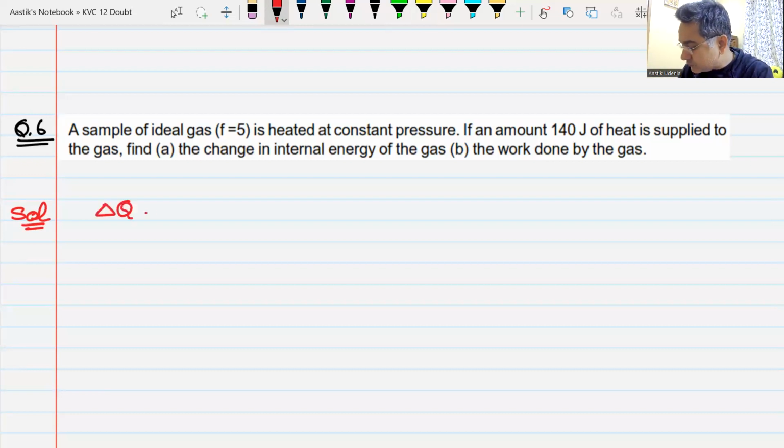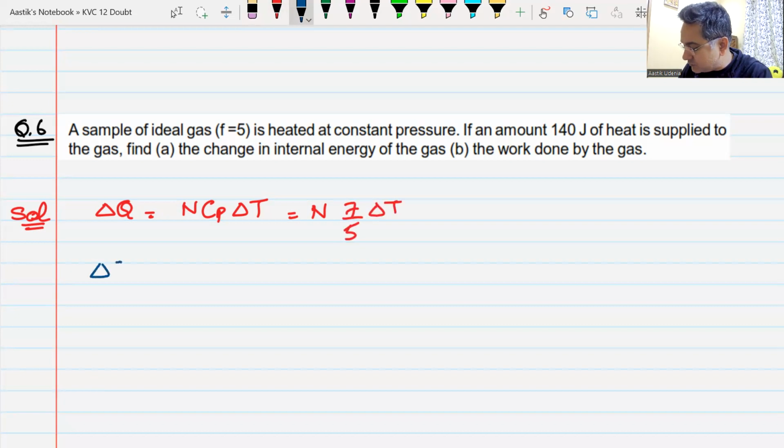Delta Q is N into Cp into delta T. For this, degrees of freedom is 5. So you can find out the value of F. From the value of F, you can find out the value of Cp. Cp will be 7 by 5. Yes or no? 7 by 5 into delta T. Delta Q is this much.